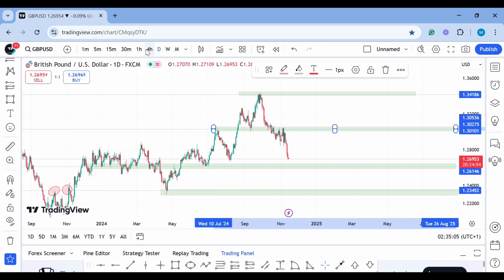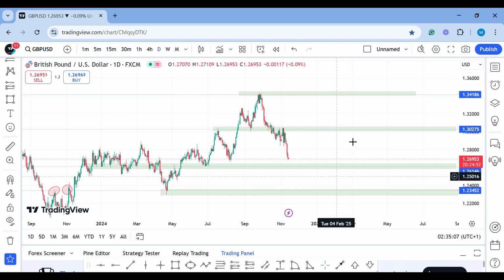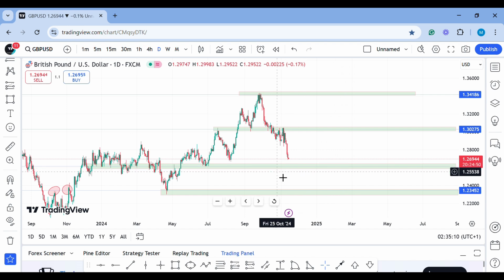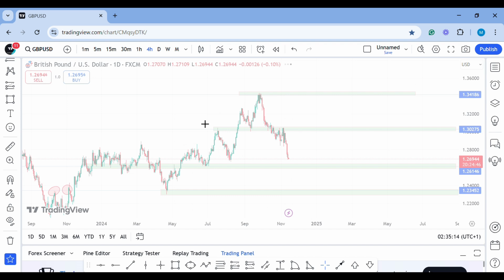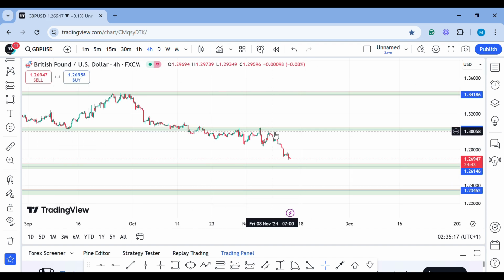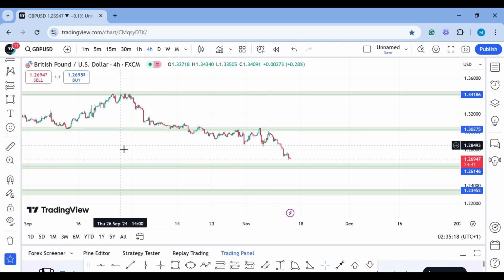Now let's move to the what? These are your point of interest where you should be looking out to buy or sell from. Now let's move to 4 hour to see. You see how market reacted of this point.